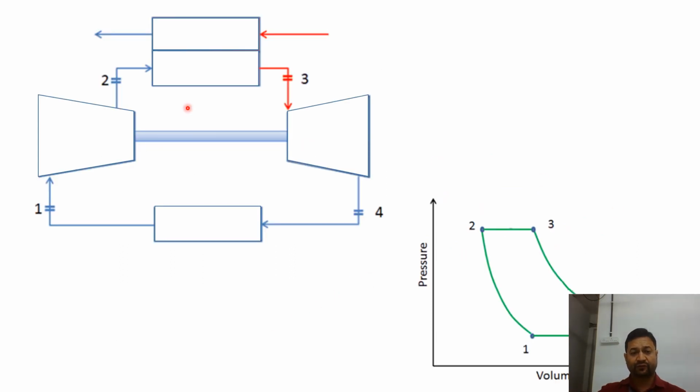Now we are going for a detailed elaboration of this process, how the heat addition, rejection and work done are occurring. First we have a compressor, then a heat exchanger, a turbine and another heat exchanger. This heat exchanger can be any power producing unit, and this will be a sort of condenser where your heat rejection will be occurring. Okay. So now the process is defined by 1, 2, 3, 4. Again, this is your PV diagram.